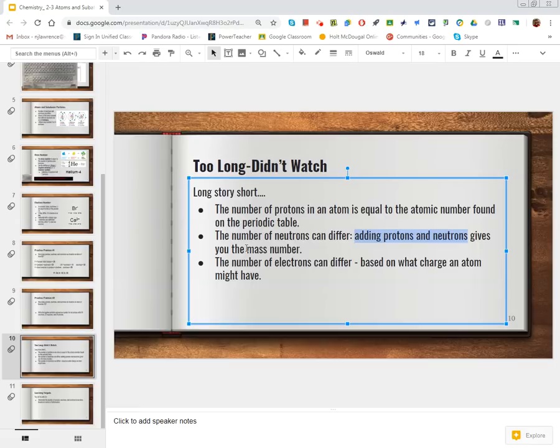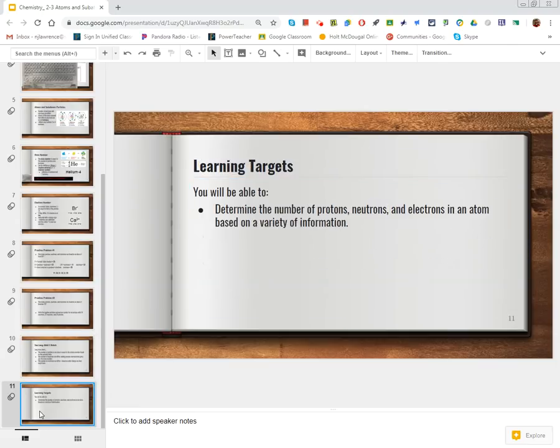Or vice versa. If I'm given the mass number and the number of protons, I can easily calculate the number of neutrons by just subtracting. And then the number of electrons can change as well, depending on the charge of the atom, depending on whether electrons are coming or going, being added or subtracted.